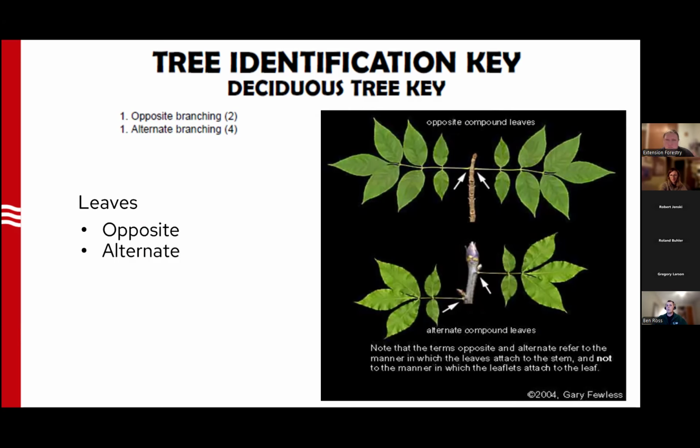So most trees that we work with are alternating. The ones that are opposite are like your maples and ash or like dogwood. So most of the time it's going to be alternate species if it's not the ash or maple.